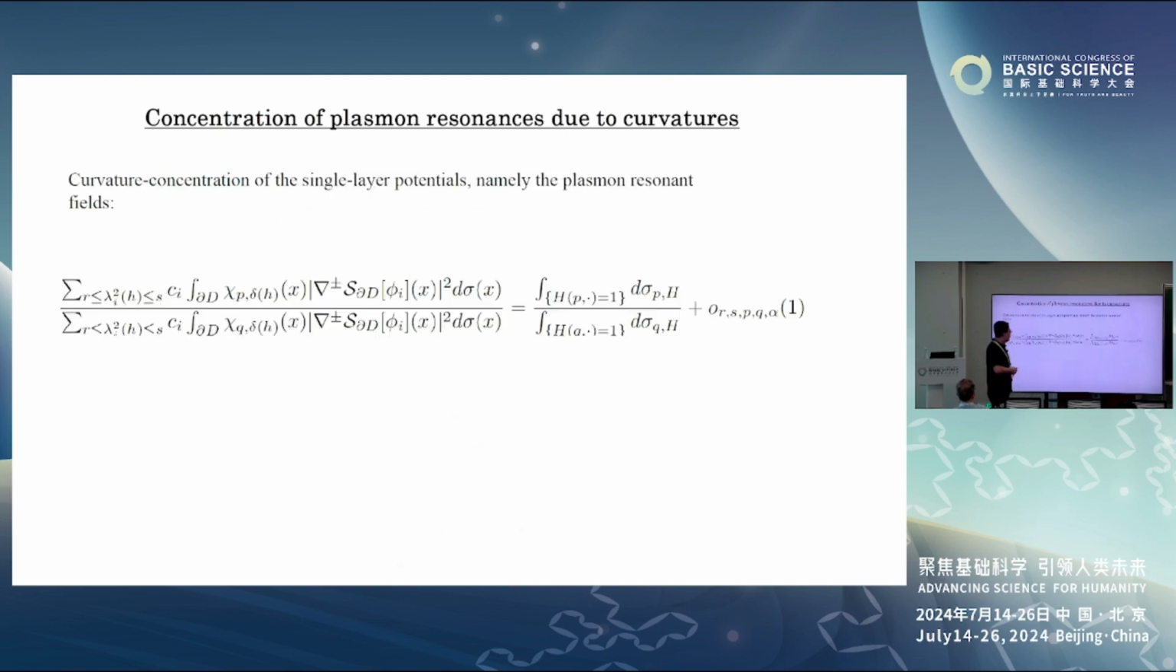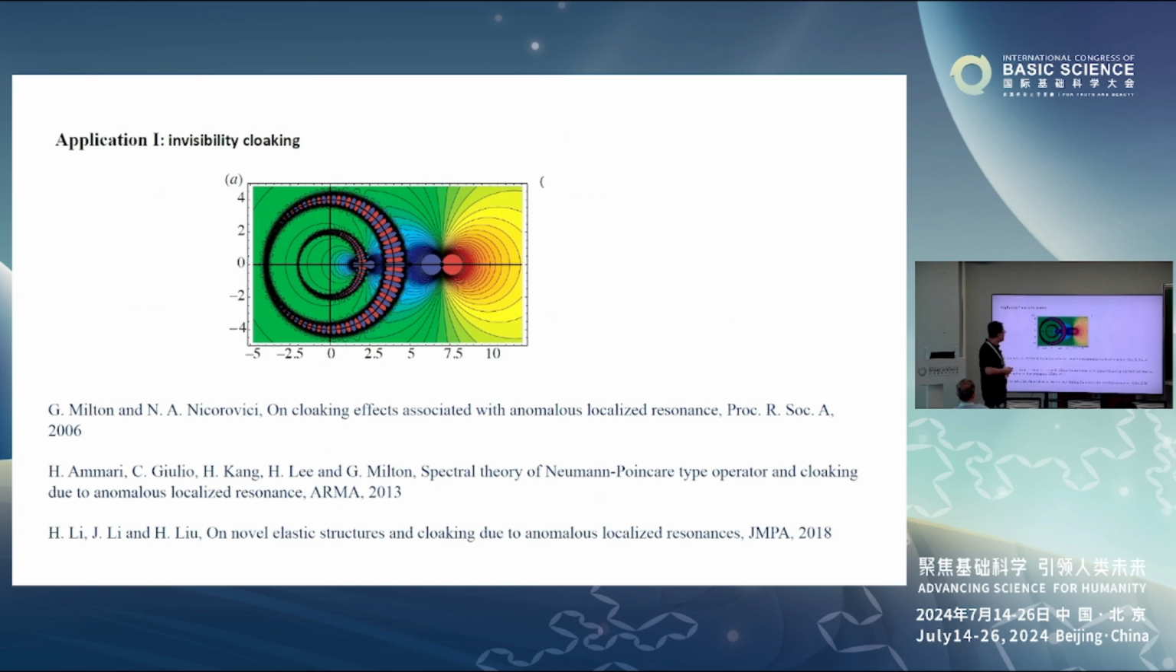Okay. Now let's consider some applications. One application is invisibility cloaking. In order to make an object invisible, there are many frontier technologies. Metamaterial coating is just one approach. Another approach is based on the so-called anomalous localized resonance using these plasmonic devices. Okay, this is already reported in many literatures. I only listed a few.